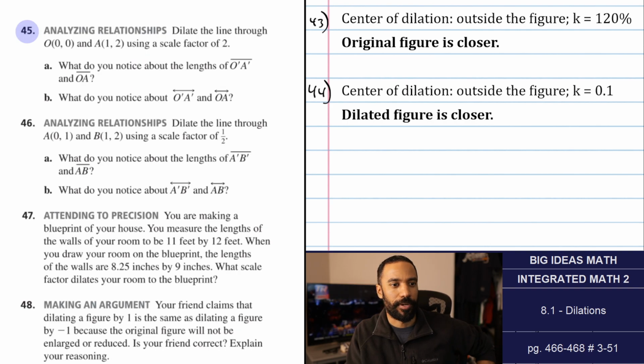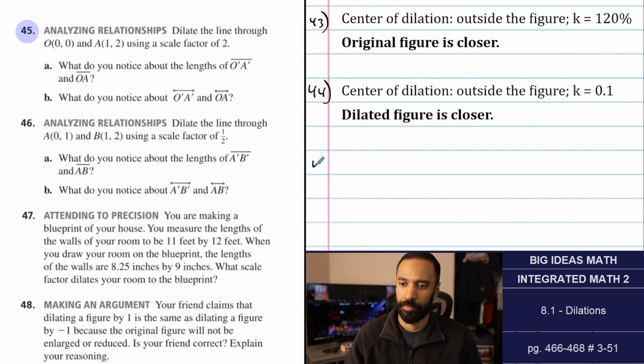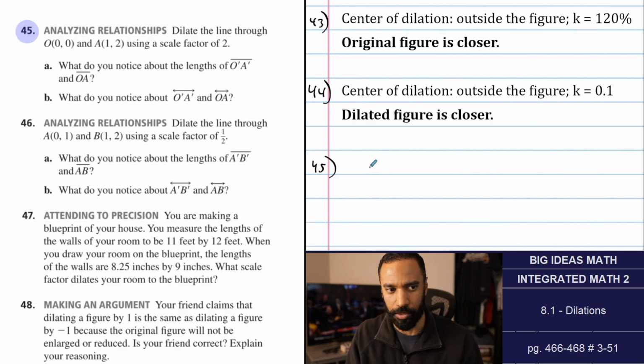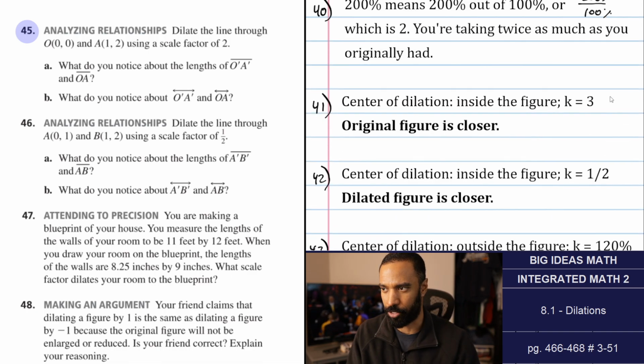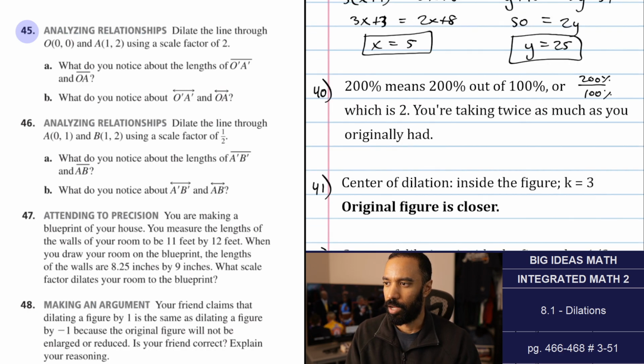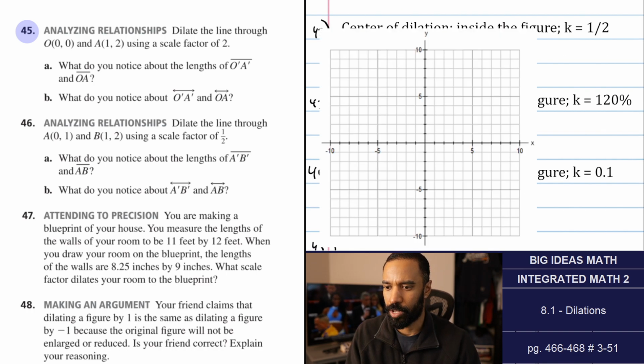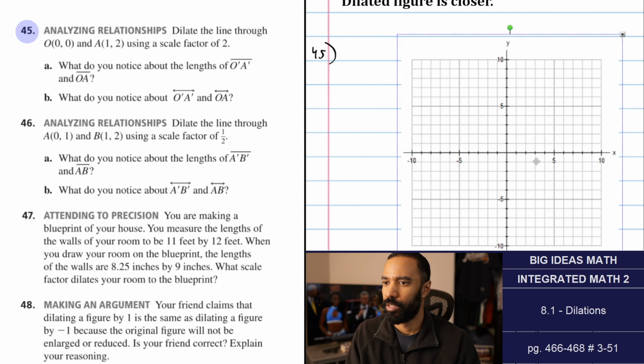Okay, let's keep moving forward. Number 45. All right, a little bit of a graph. Dilate the line through 0, 0, and 1, 2 using a scale factor of 2. Let me get a graph thing.